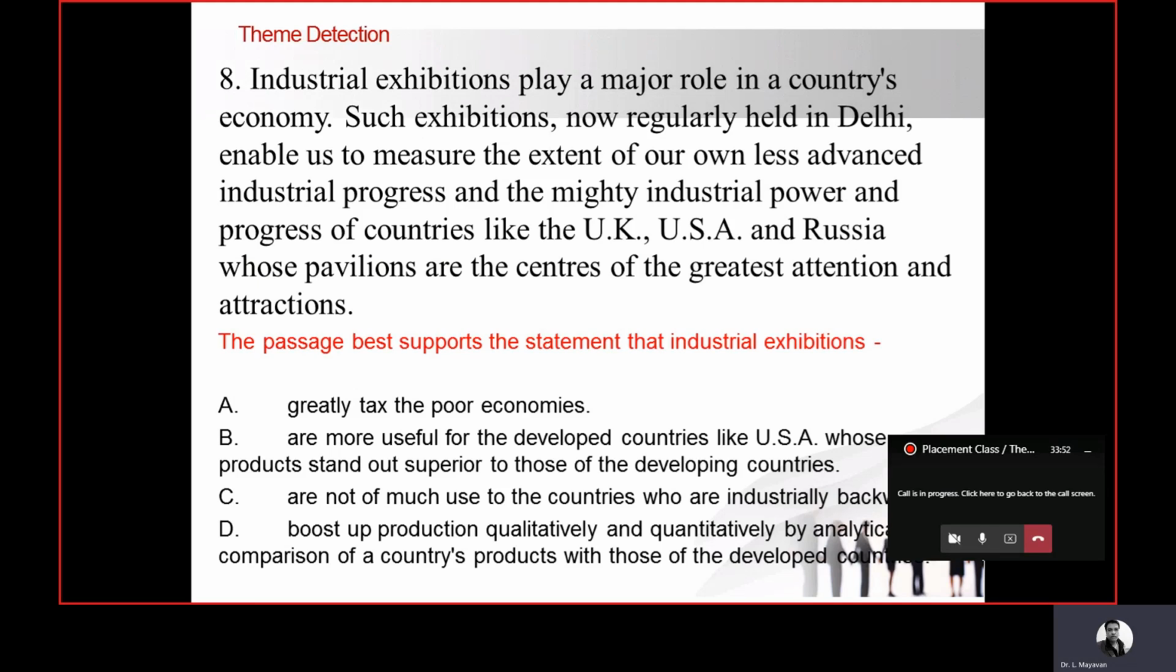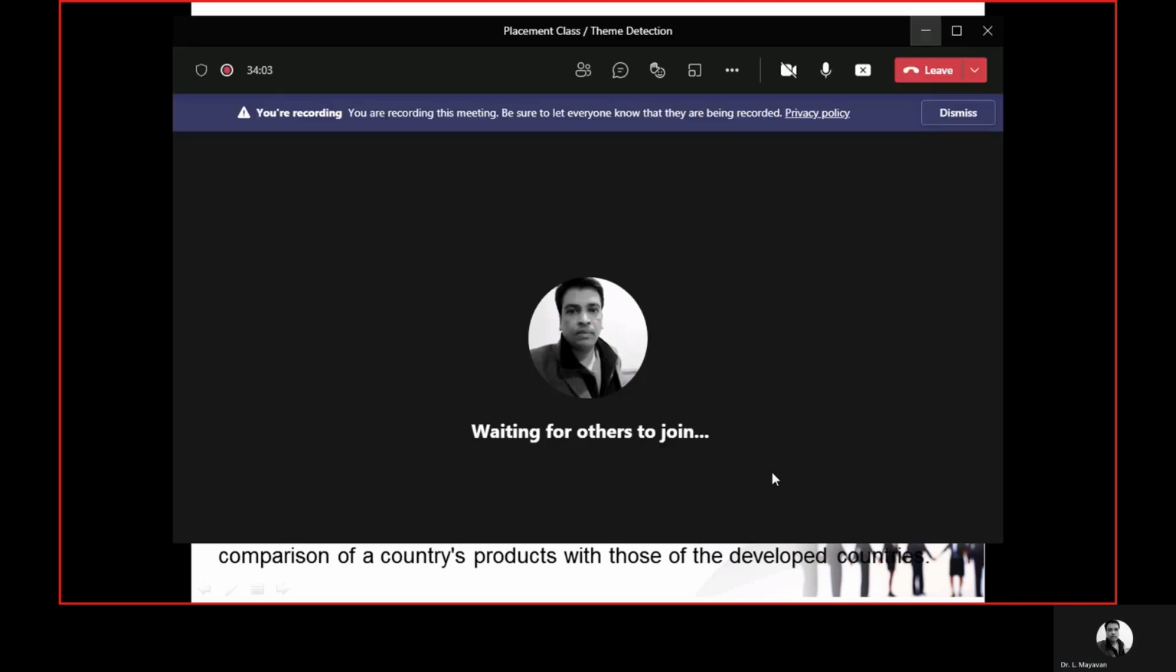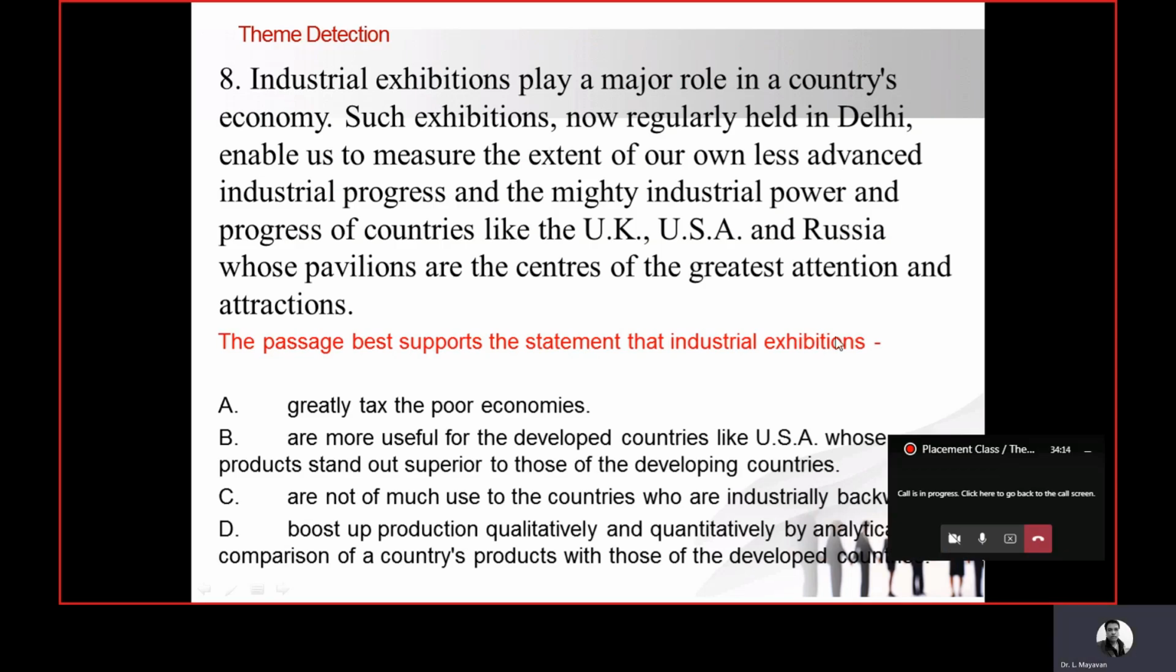Now let's move on to the 8th one. Let me read the passage. Industrial exhibitions. Industrial exhibitions play a major role in the country's economy. Such exhibitions, now regularly held in Delhi, enable us to measure the extent of our own less advanced industrial progress and the mighty industrial power and the progress of countries like the UK and USA and Russia, whose pavilions are the centers of the greatest attention and attraction.